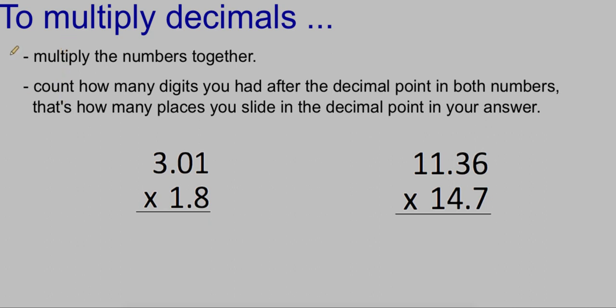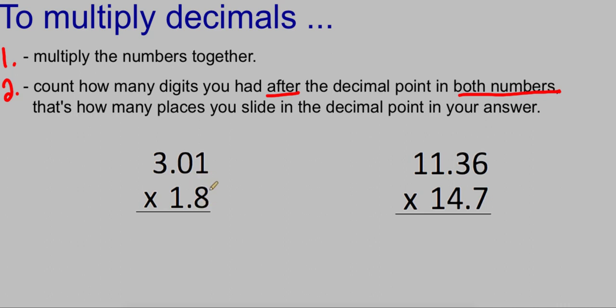To start in your notes, you're going to add in these two steps. To multiply decimals, first, multiply the numbers together, and then second, count how many digits you had after the decimal point in both numbers. That's how many places you slide it in your answer. So go ahead and fill both of those lines in, and then we're going to see this in action. You'll notice our first two problems are all positive numbers, so you don't have to worry about the negative sign yet. We're really just multiplying together.